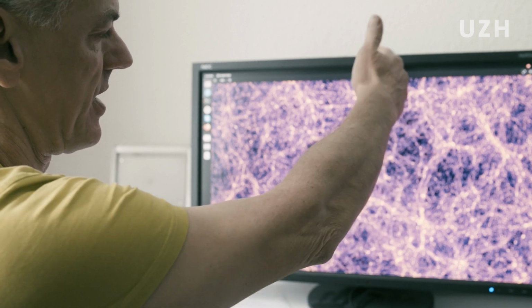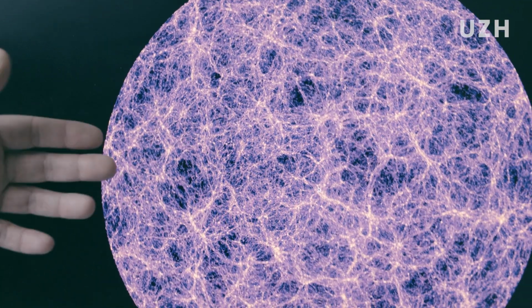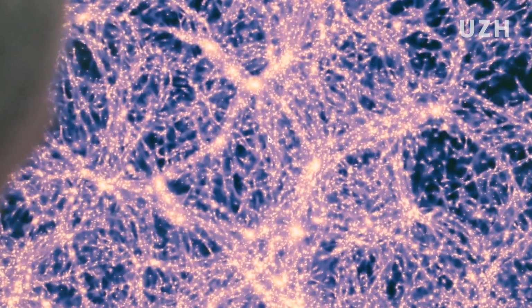We will measure the distribution of these galaxies to try to constrain the physics of dark matter and dark energy and hopefully find some crack in the theory or something that we can probe deeper into in the future.